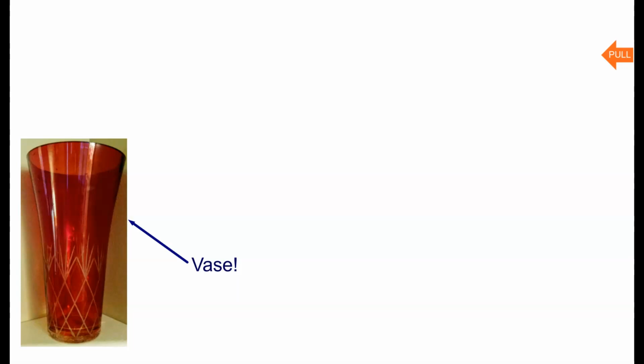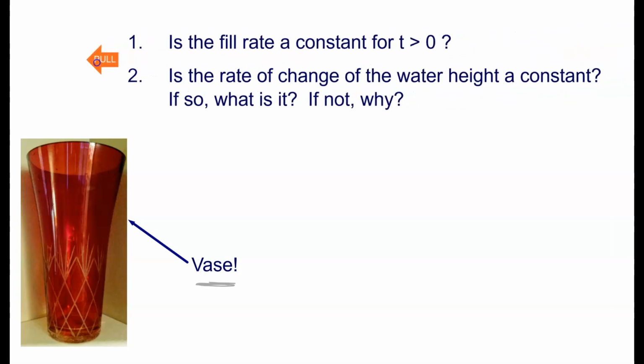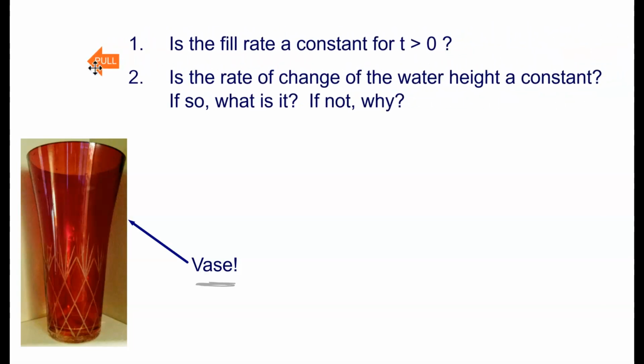So what I have here is a picture of a vase. Imagine that, it's a vase. And we're going to look at a video of this vase and some water pouring into it. And as you watch this video, I want you to consider the following two questions. The first question is, is the fill rate constant for t greater than or equal to 0? And t greater than or equal to 0 will be the point in time when the water is turned on.